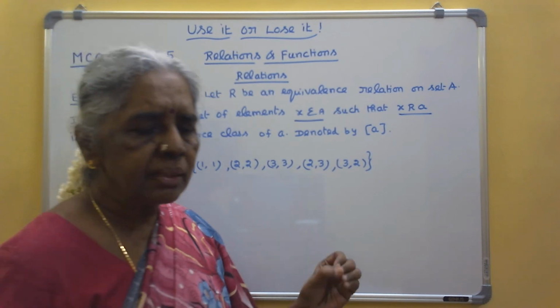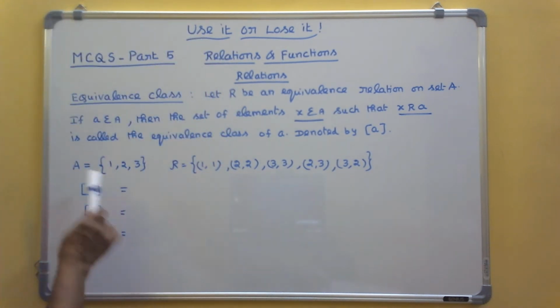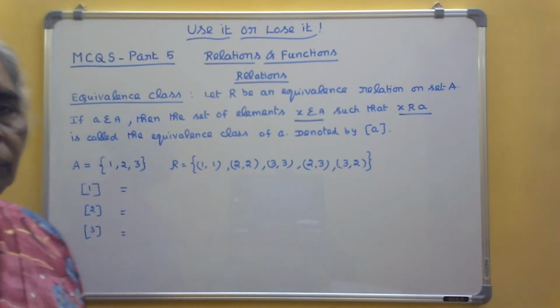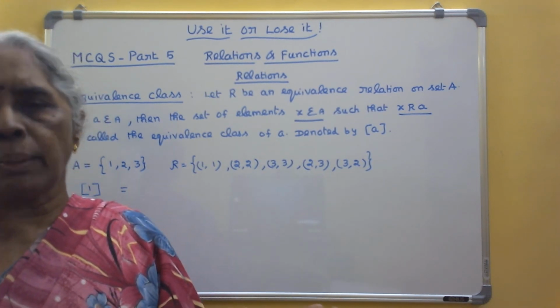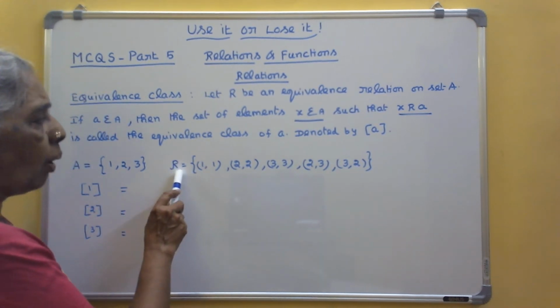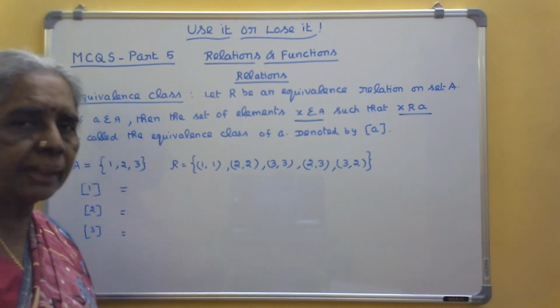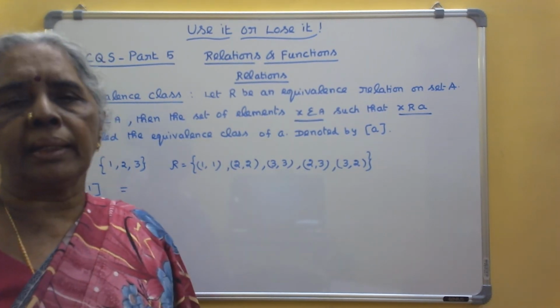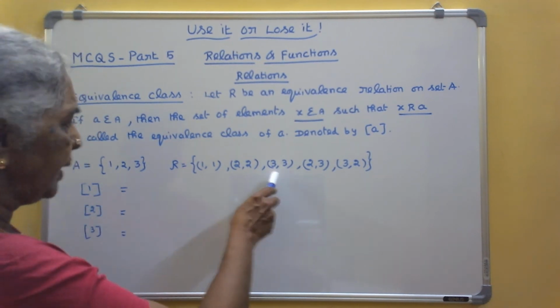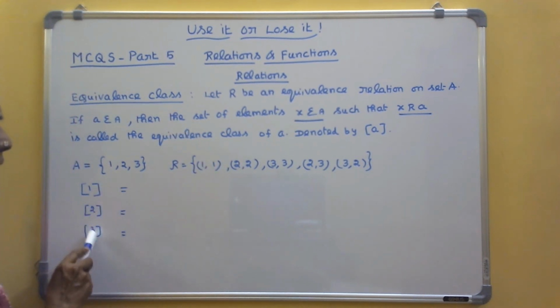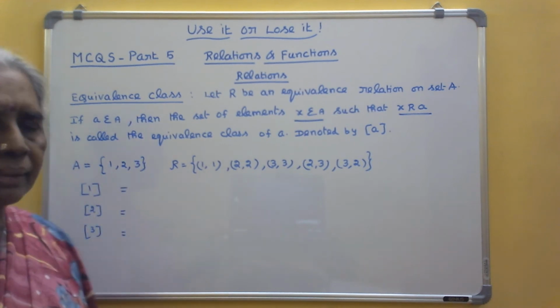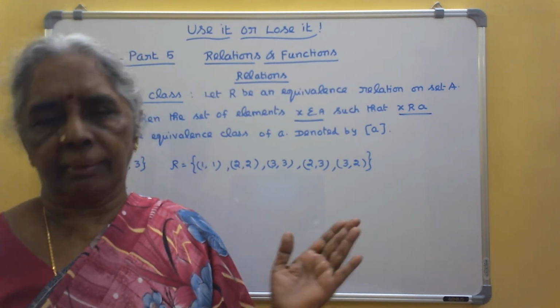I will give you a simple example now. A is {1, 2, 3}. A is a set containing 3 elements. Now the relation R I am giving is (1,1), (2,2), (3,3), (2,3), (3,2). This is an equivalence relation. Now from this relation, I want to find the equivalence class of all the elements, that is elements 1, 2 and 3.